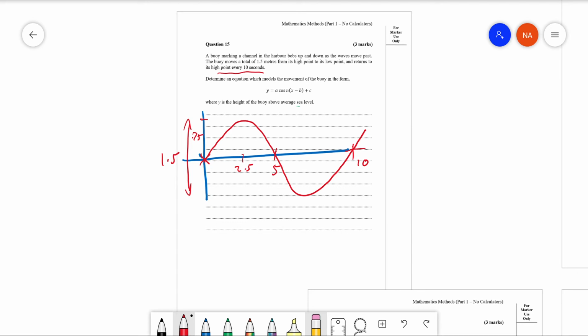And this will be y equals, A is the amplitude, which is 0.75. It's cosine. Oh, I don't know what n is. N is 2 pi over the period, which is 2 pi over 10, because they tell us it's the 10, so that's pi on 5. Pi on 5 into x minus.